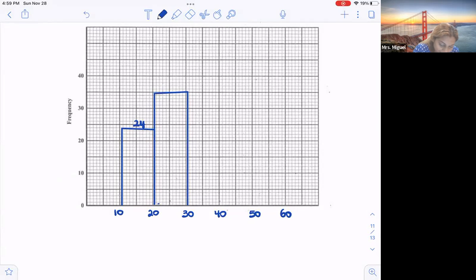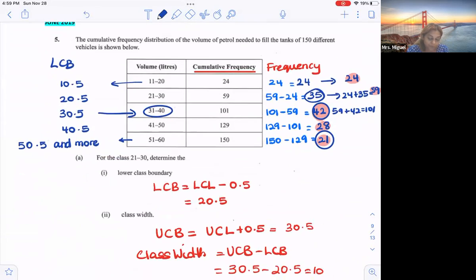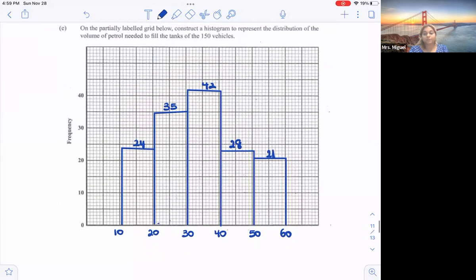So this is my second bar. This is 35. The next one is 42, 28, and 21. 42, right, 28, so 2 less here, 28, and the last one is 21. And all the bars of the histogram are joined. Do you all see how to draw the histogram?